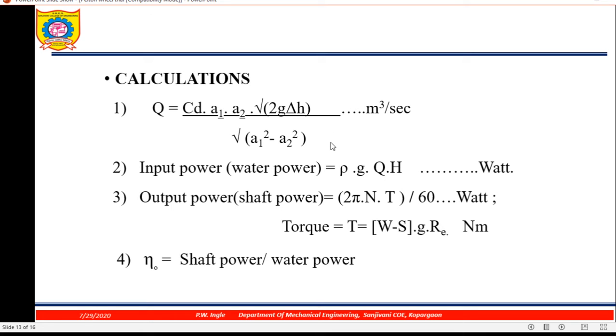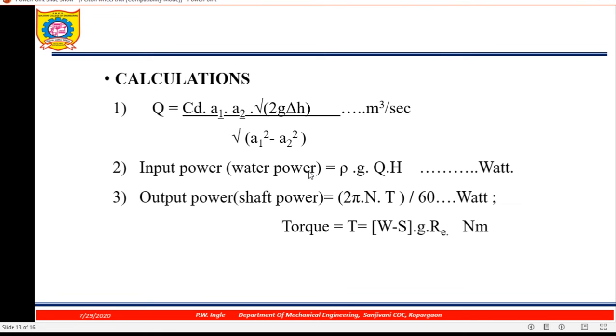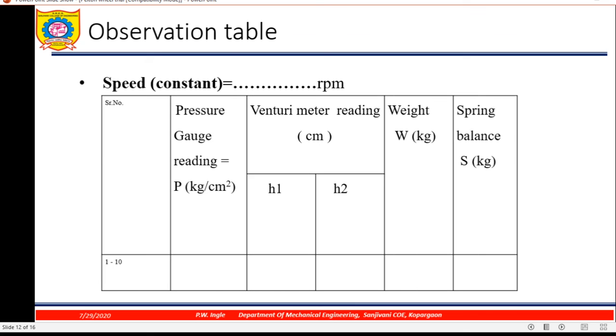Whatever pressure reading you are getting in kg per centimeter square, you convert it into meter of water. To calculate delta H, it is x in bracket, specific gravity of mercury upon specific gravity of fluid, that is water, minus 1. So you are getting 13,600 upon 1000 minus 1, so it is 12.6 into x. What is x? It is the difference in mercury level in centimeters, which will be given in the observation table.